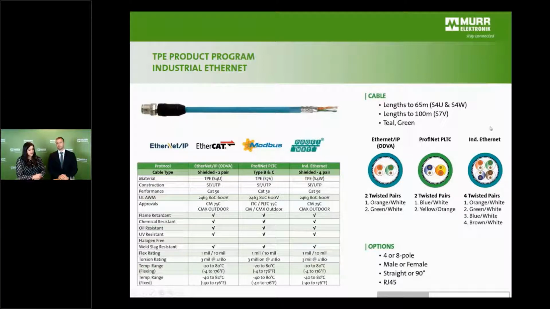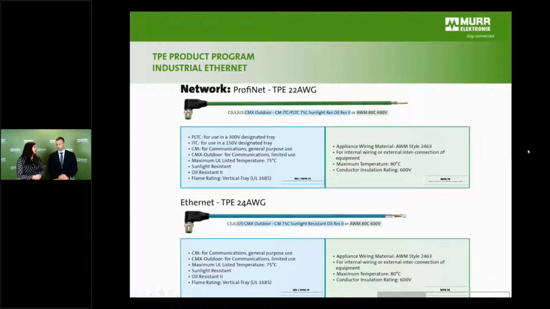Here we have also brought the cable qualities overview on the next slide. There you can tell us a little bit about what the code on the cable means. We can see the blue one again, with the CMX outdoor and the ITC PLTC rating. In general, the TPEs are sunlight resistant, so you can also go outside and use this kind of cable. Okay. That's also possible. Great.